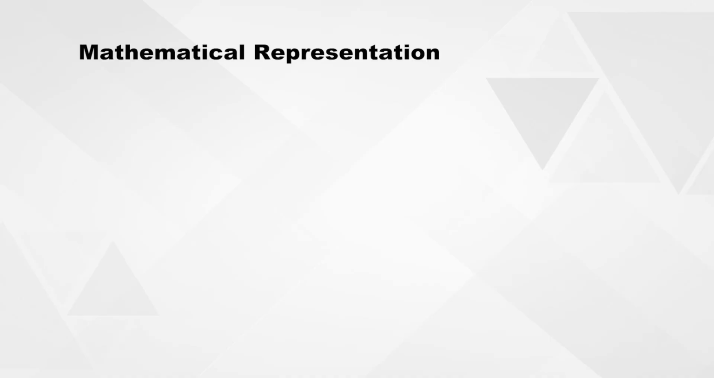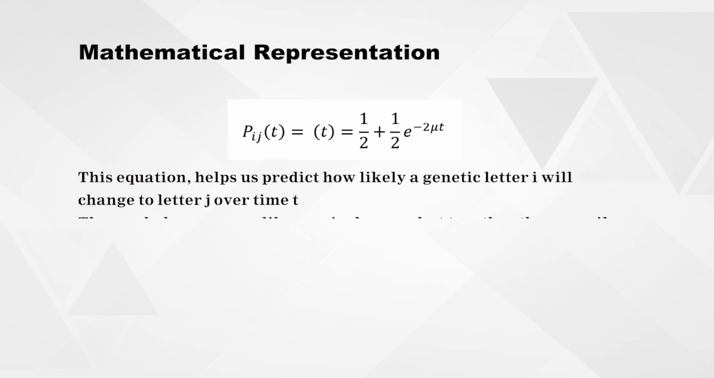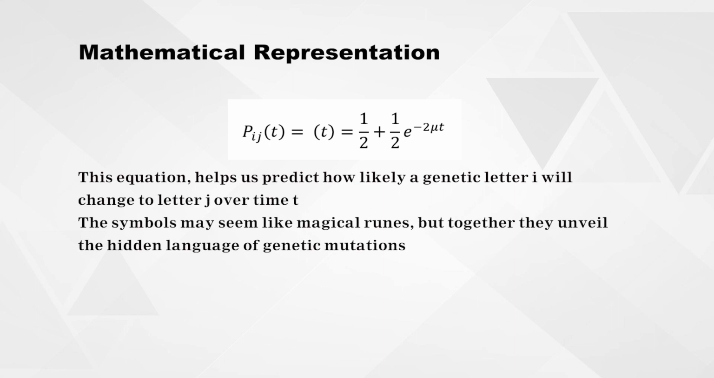So the mathematical representation is P_ij as a function of time equals half plus half of e to the power minus 2 times mu t. This equation helps us predict how likely a genetic letter is to change from I to J over time.